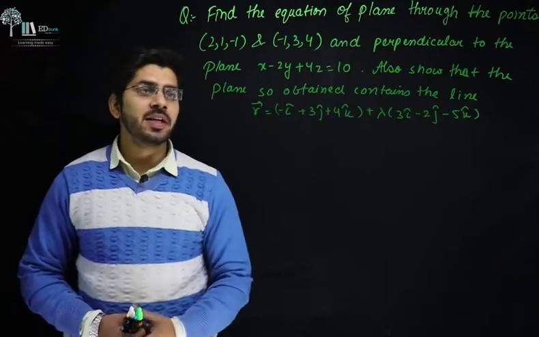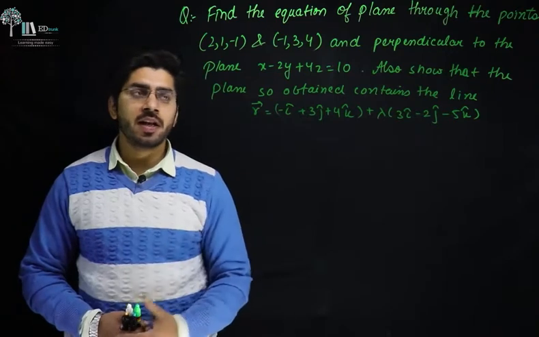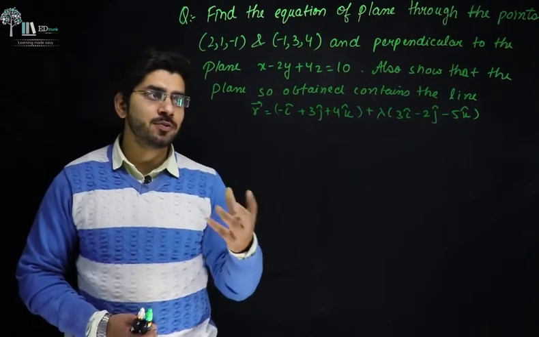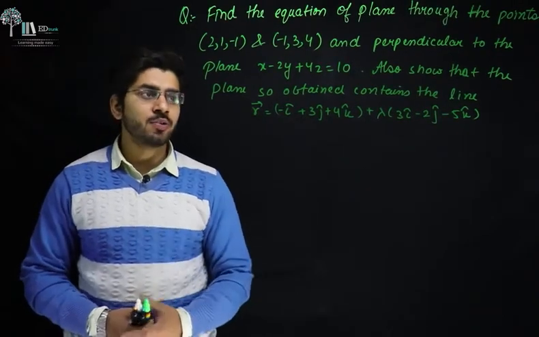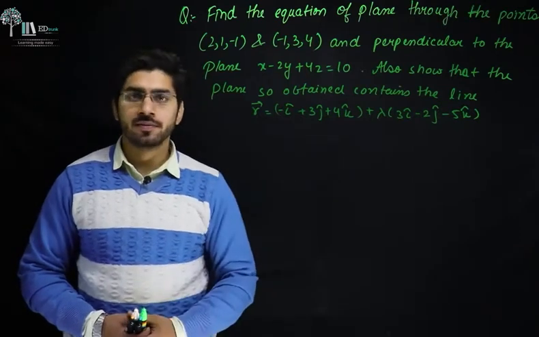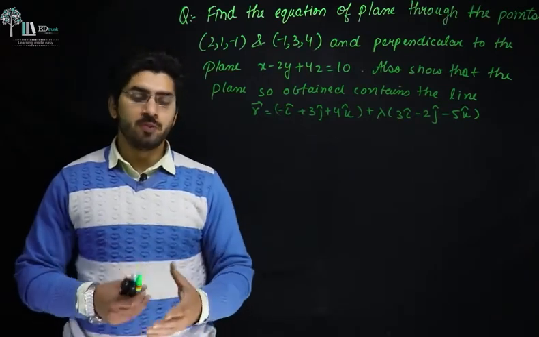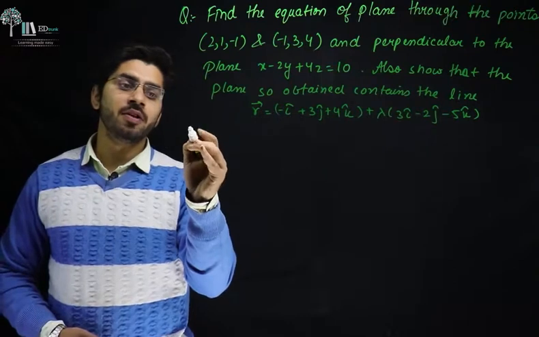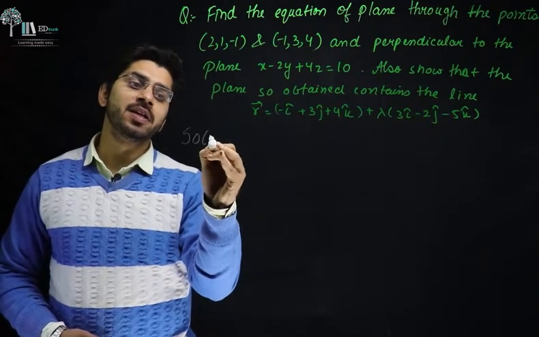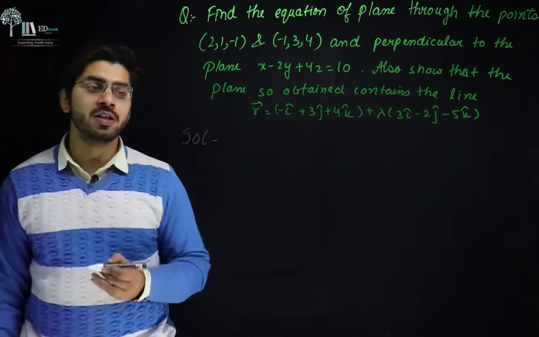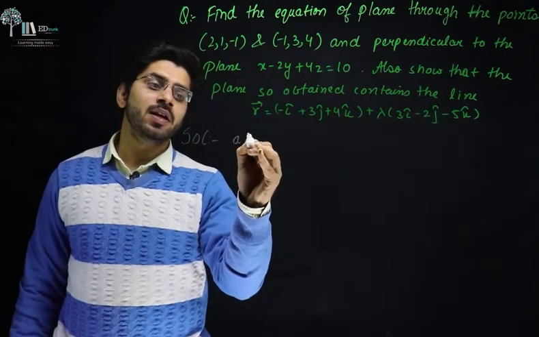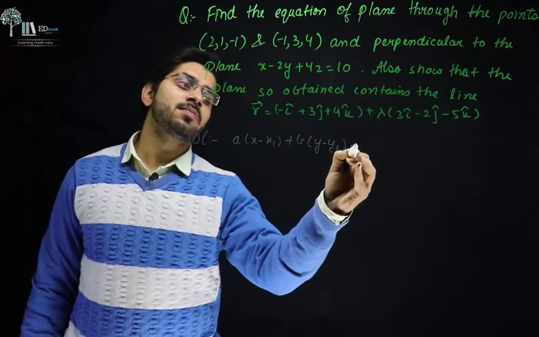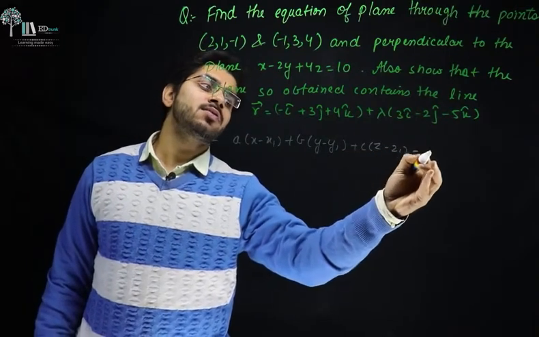You have to find the equation of the plane through the points (2, 1, minus 1) and (minus 1, 3, 4), and it is perpendicular to the plane x minus 2y plus 4z equals 10. And we have to also show that the plane so obtained contains this line. So it seems quite difficult, but now we'll solve this question step by step. If we want to consider the equation of a plane, we'll consider the basic equation, the most important one, that is a(x minus x1) plus b(y minus y1) plus c(z minus z1) equals 0.